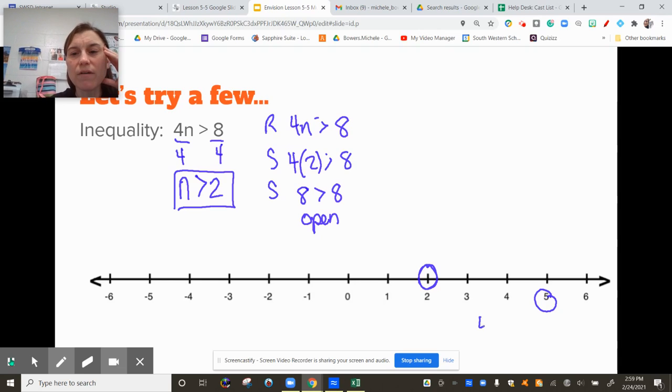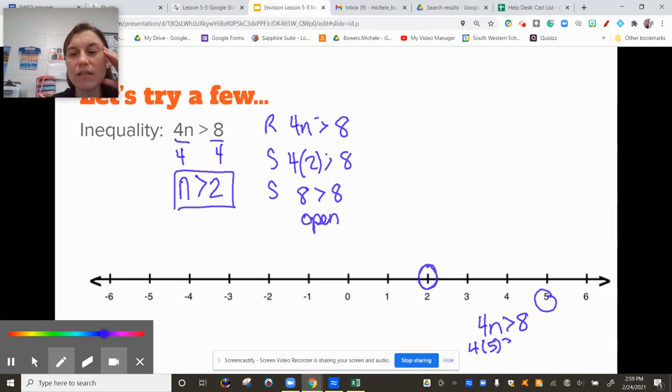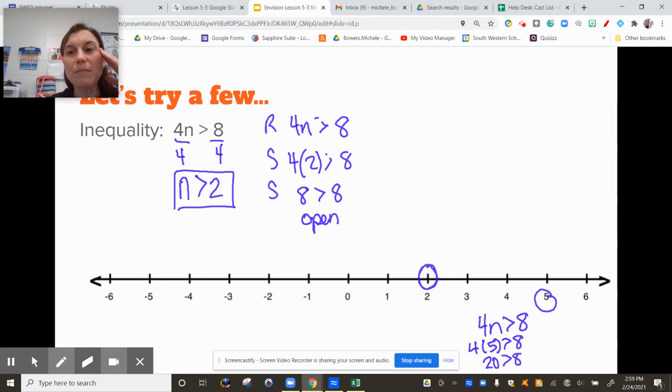So 4n is greater than 8. 4 times 5 is greater than 8. 4 times 5 is 20. Is 20 greater than 8? Yes. That means 5 should be a solution. So if 5 is a solution, I could just mentally check 4 times 4 is 16. That's greater than 8. 4 times 3 is 12. That's greater than 8. So yeah, these things over here are the solution.